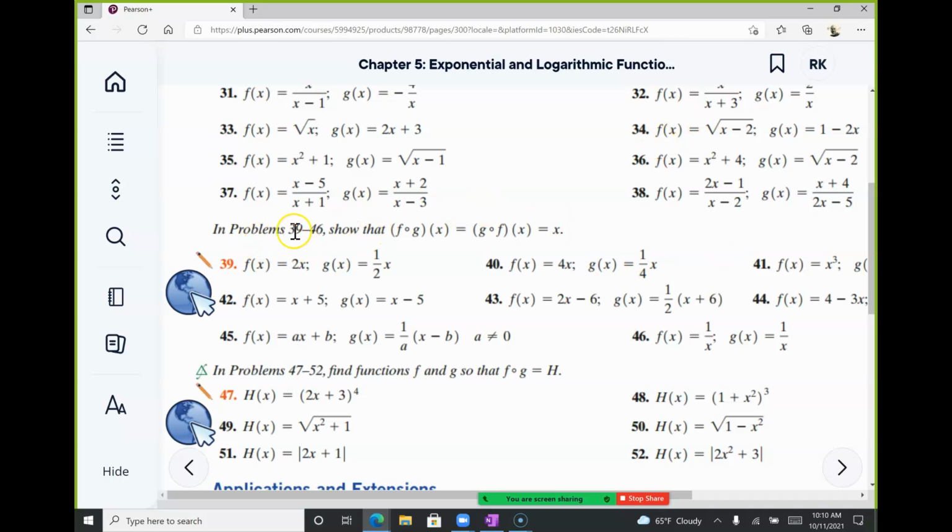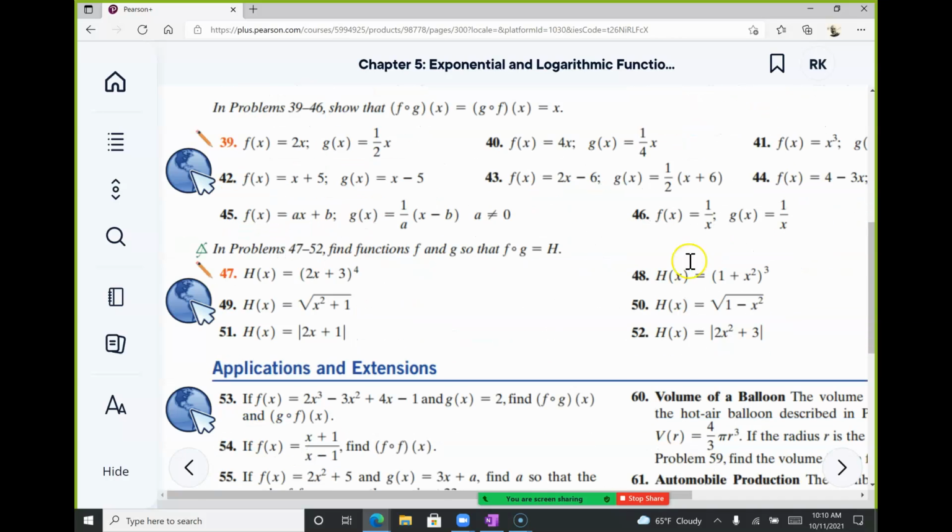Here's some nice practice, 39 to 46, the inverse ones. And you can see 46 is the one I did already, 1 over x and 1 over x. It's pretty rare that you can have a function be an inverse to itself, but there are a few, and they're special, for sure.